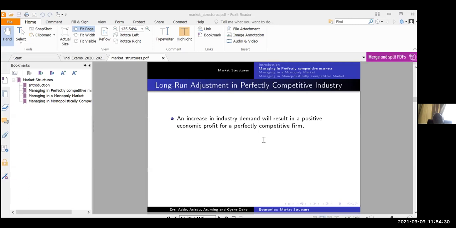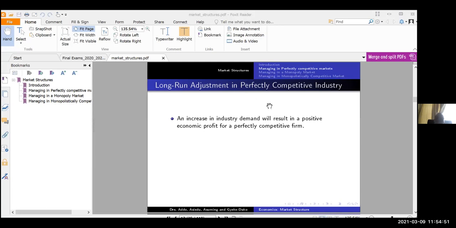Some decades ago, when they were doing this space to space, everybody was doing space to space. The people who went into that business in the initial stage, the short-run case, made profits. But in the long run, when more people came into the market, the profit levels fell. That is the idea behind the long run.